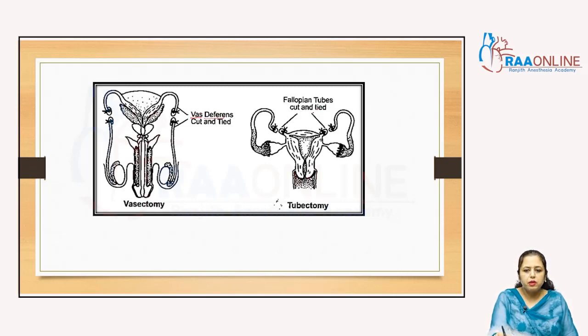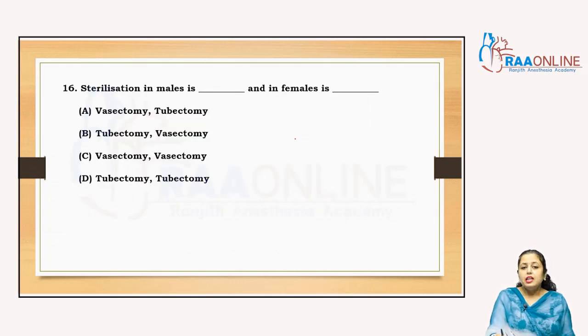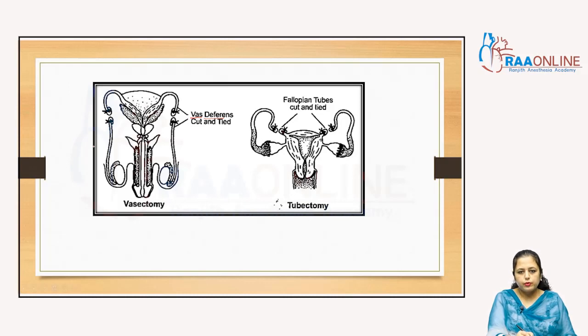And the same in the case of female, when we cut the fallopian tube and ligate and tie it tightly, we inhibit the path of entry of the sperm into the fallopian tube. So when we inhibit the path of the sperm into the fallopian tube, there is no chance of fertilization. That condition is known as tubectomy, clear? These are irreversible processes. So sterilization in males is called vasectomy and in females it is called tubectomy. Vasectomy, tubectomy, answer is A, clear? Come to the next question.